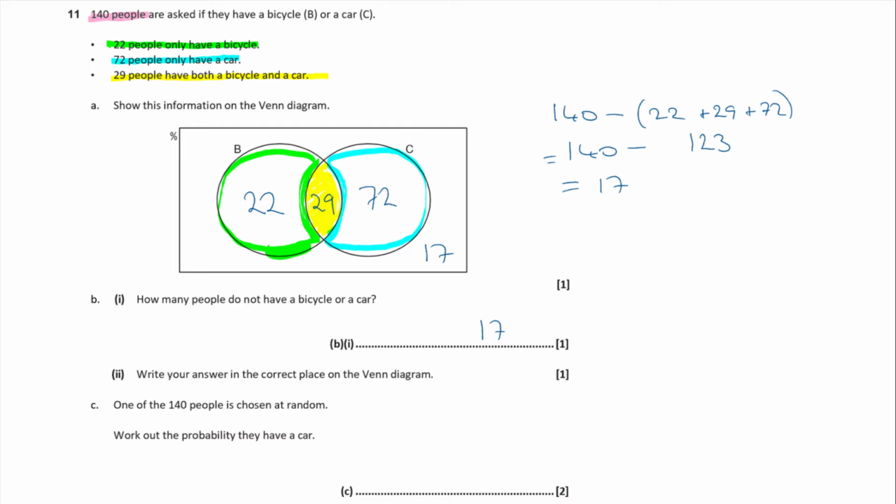Well, the probability that they have a car are all the people inside the circle labeled C, isn't it? So the probability of car, that's going to be the 72 people who had a car only. They're the ones in the blue bit. We have to also include the 29 people who have both a car and a bicycle, and that is out of a total of 140 people we could pick from. So 72 plus 29, what's that, 101? 101 over 140, that's our probability then. So 101 over 140.